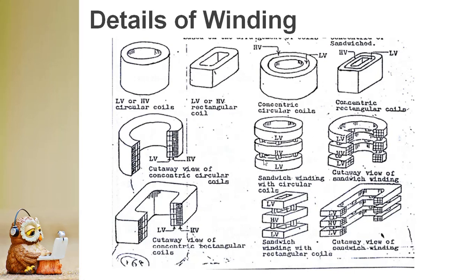And this is a sandwich type of winding, which we use in shell type transformers. Sandwich means layer by layer: LV, HV, LV and then HV. This is a circular sandwich, and this is the cut view of the same, and this is your rectangular concentric coils cut view, and this is sandwich winding with rectangular coils and the cut view of the same. I hope it is clear now.